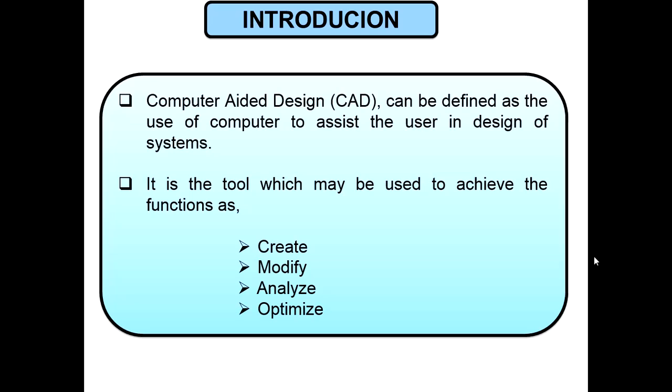So with the help of this computer we are going to create the drawing, we are going to create the design, then the modifications will be there. Modifications can be done very easily because of the use of the computer. Then analysis can be done with the help of the softwares, and for optimization, a lot of softwares have a separate tool, that is the optimize tool. So with the help of this optimize tool we can easily optimize your drawing.